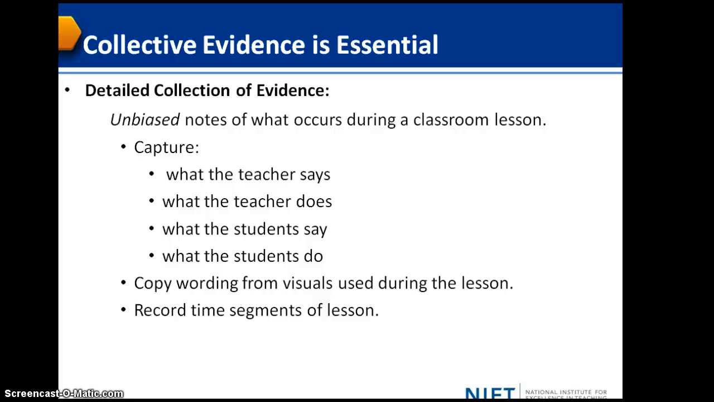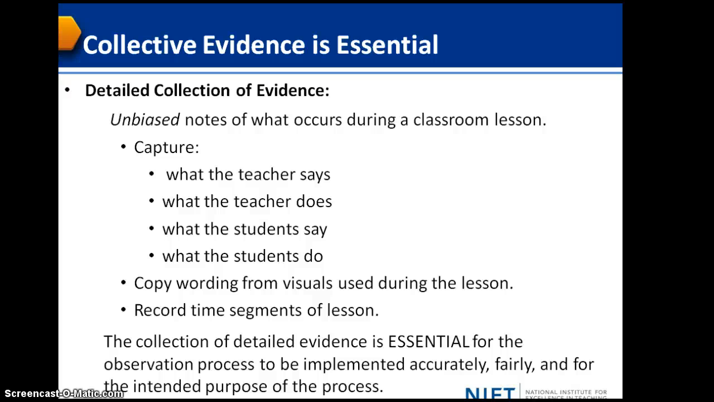So you might ask, when a principal or my appraiser comes to my classroom, what are they looking for? Well, they have really done a lot of training on capturing unbiased notes of what occurs during a classroom lesson. And that means they've been told to script what the teacher says, what the teacher does, what the students say, and what the students do. They've also been told to copy wording from visuals used during the lesson and to record time segments of the lesson. This collection of detailed evidence is essential for the observation process to be implemented accurately, fairly, and for the intended purposes of the process.